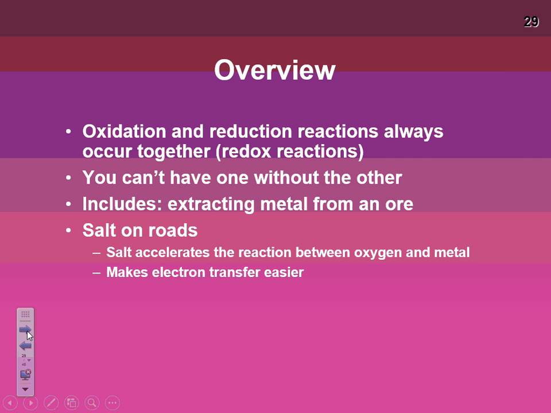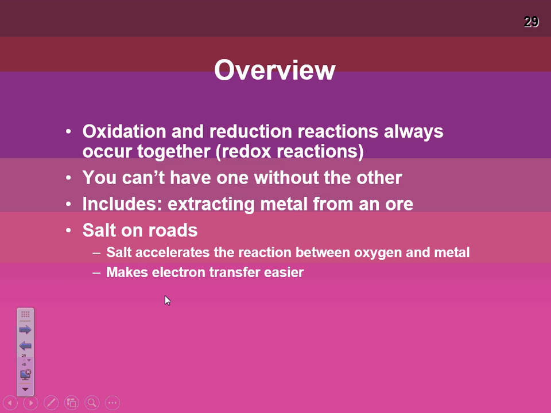Okay, so an overview here. There's lots of different reactions that are oxidation and reduction, but the idea is you can't just have an oxidation reaction or you can't just have a reduction reaction. They always occur together. And for the most part, that includes the extracting of metal from an ore, and we'll talk about that specific part right here. It includes extracting metal from an ore a little bit deeper. But for the most part, we're talking about the idea of oxidation occurring and reduction occurring together. That's the basic premise.